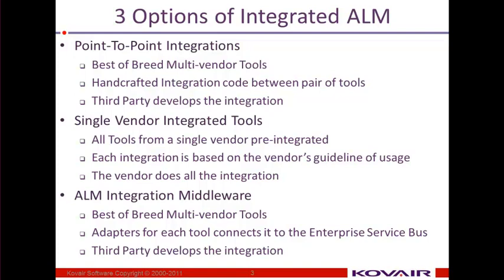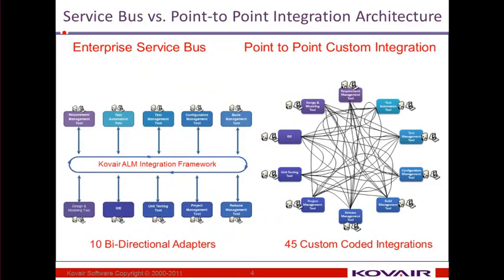So the overall complexity is order of n rather than n squared, as in point-to-point integration. As a matter of fact, I have a visual for that. Now, if you have 10 tools, as you can see in a point-to-point custom integration, for every pair of tools, you have to create that integration. So it actually creates kind of a rat's nest there.